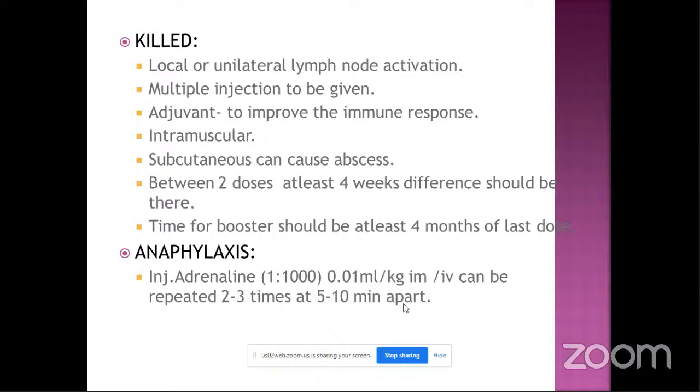For any adverse effect, that is anaphylaxis, this is again an important question in your viva. If I give a vaccine and the child goes into anaphylaxis, what will you do? You have to give adrenaline. The adrenaline dose should be known: 1:1000 concentration, 0.01 ml per kg, IM or IV. No subcutaneous. It can be repeated 2 to 3 times, at least 5 to 10 minutes apart.